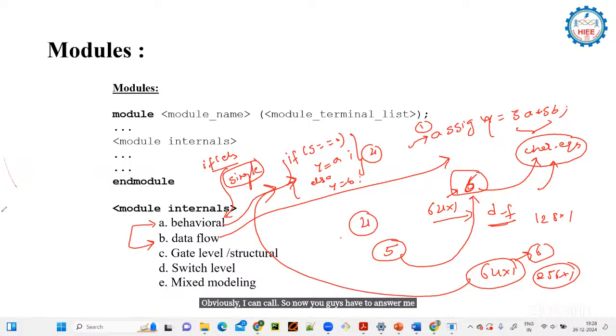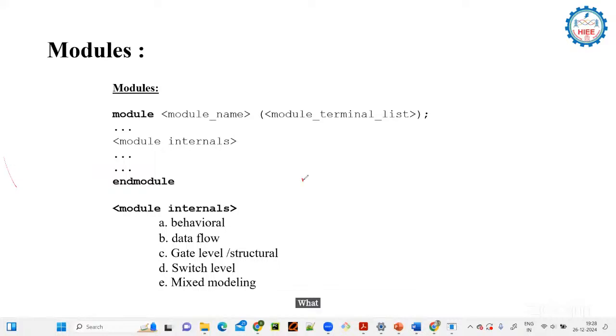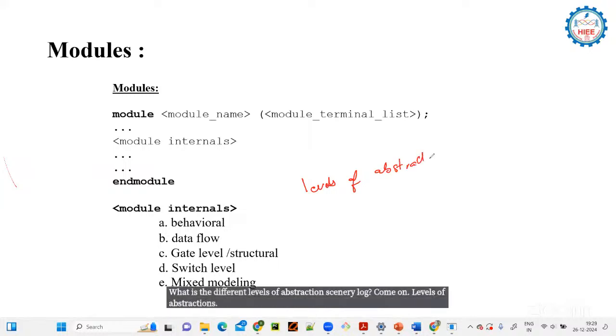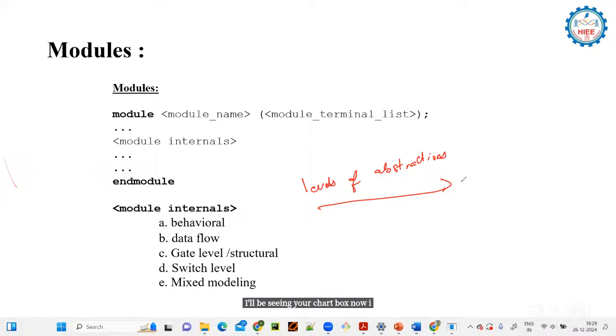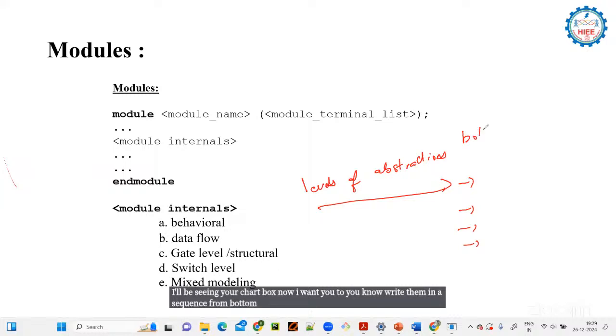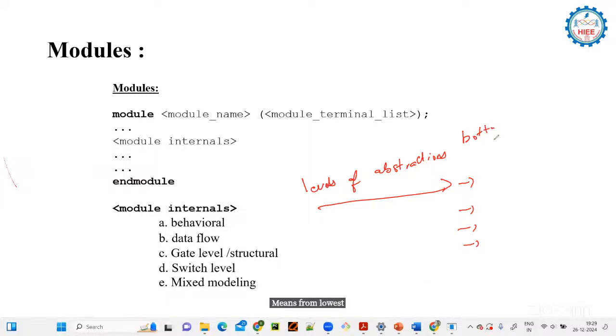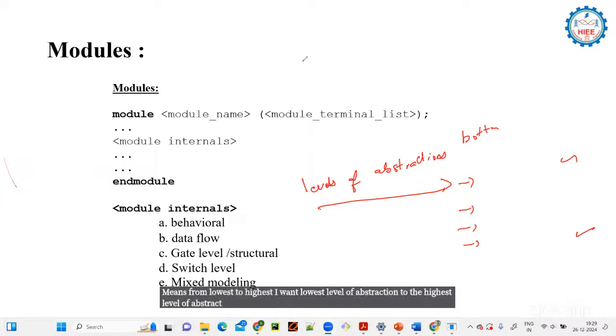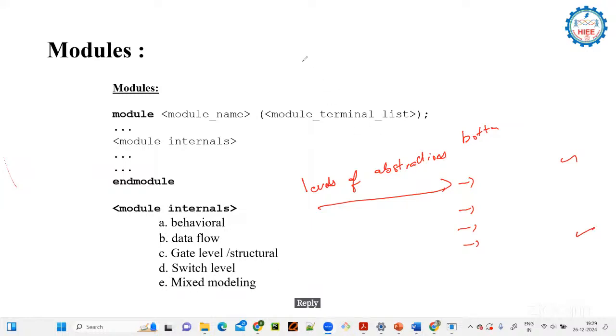Now you guys have to answer me. Tell me, what are the different levels of abstraction in Verilog? Come on, levels of abstraction. I'll be watching your chat box now. I want you to write them in a sequence from bottom to top, meaning from lowest to highest. I want the lowest level of abstraction to the highest level of abstraction. Can you reply to me for that?